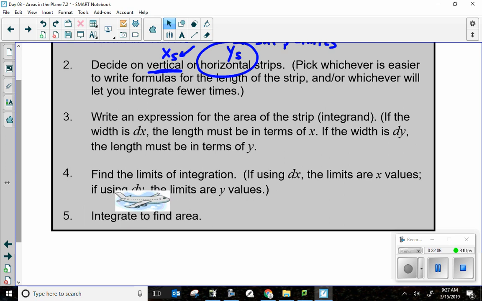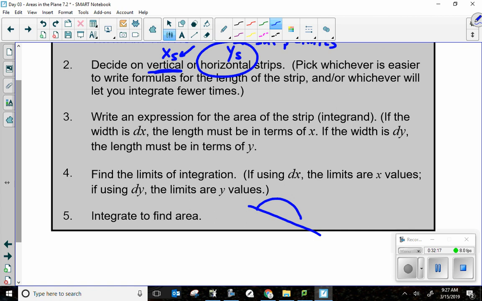And 5, integrate and find your area. Again, it's the top function. If I am using dx, it's the top function minus the bottom. If I'm doing this horizontally, left and right, and I have something that looks like this, and something that looks like that, the further away from the y-axis you go, not your upper bound, your bigger function, is going to be first. So it's this one minus this one.